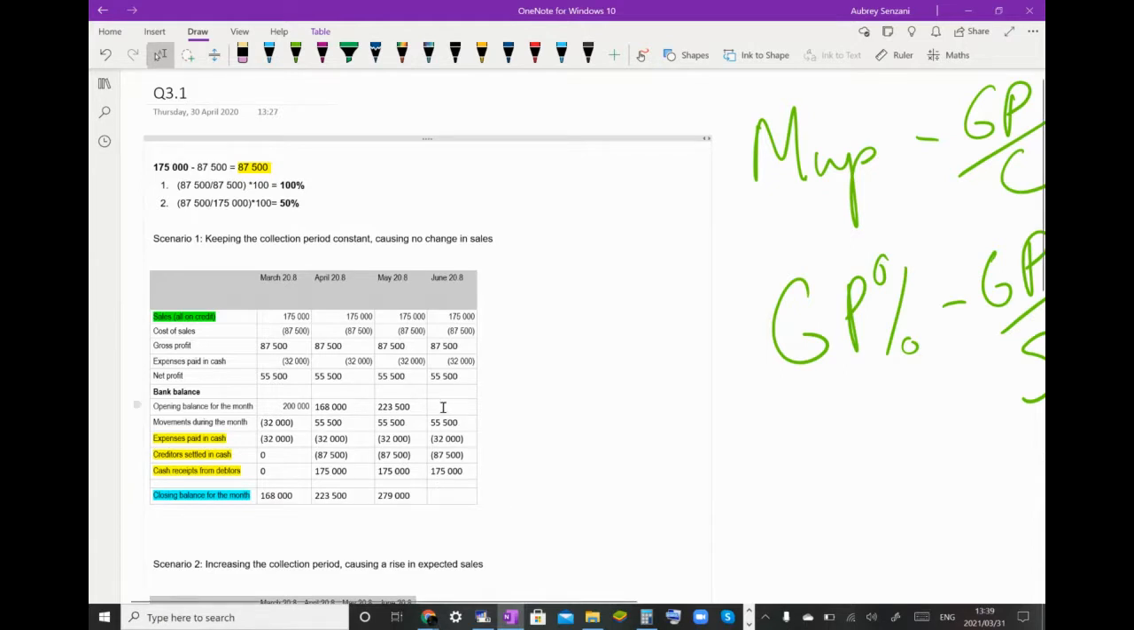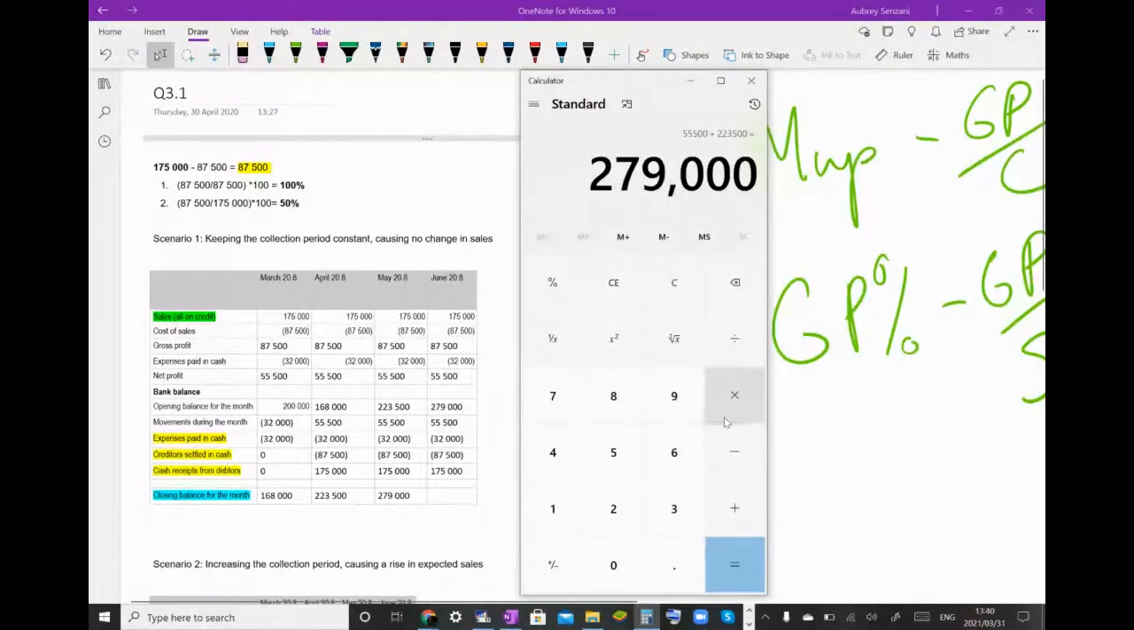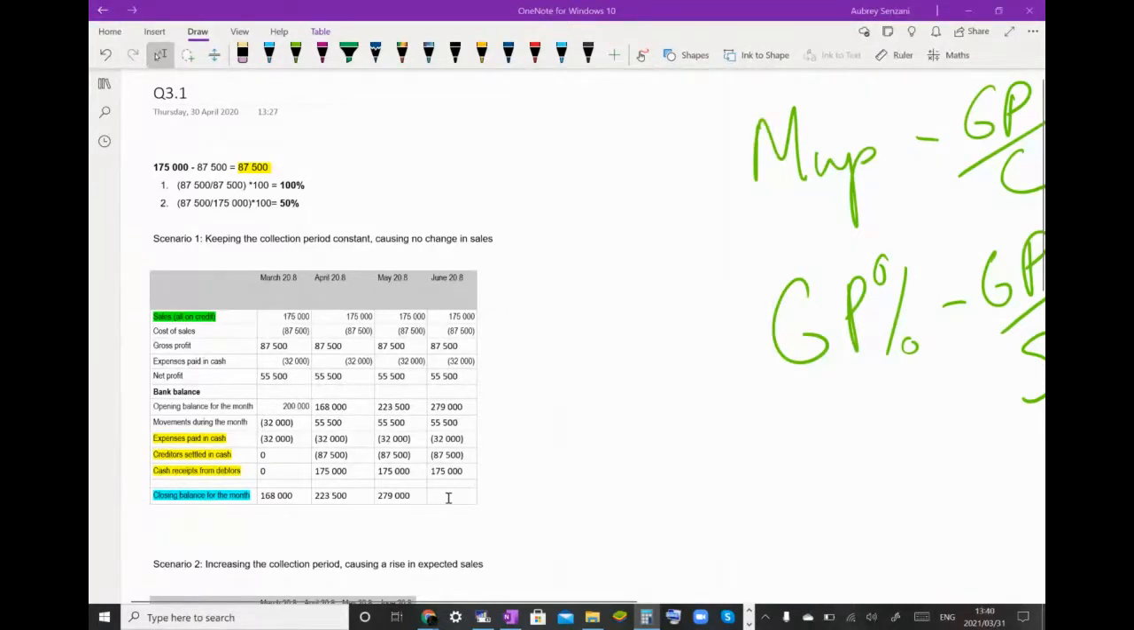So then here our opening balance, remember we said it's the closing balance from the previous month. So 55,000 plus this 279, 55,500, almost forgot that. And we get 334,500. So hey, our bank balance is increasing. There we go. So that is scenario 1.